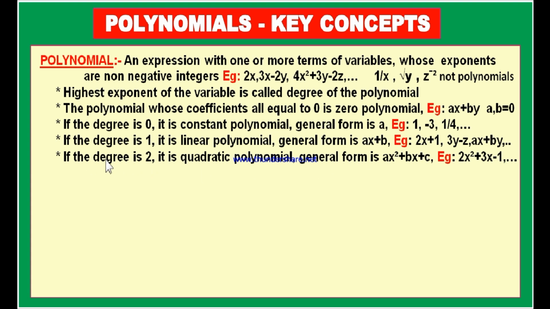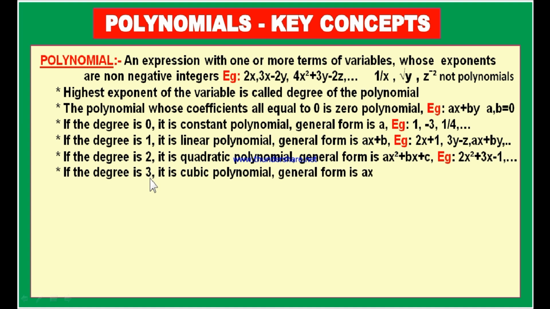For any polynomial, if the degree is 2, then it is called a quadratic polynomial. The general form of the quadratic polynomial is ax square plus bx plus c, and a not equal to 0. Good. Now, if the degree of the polynomial is 3, then it is called a cubic polynomial. Understood? If the degree is 3, then it is called a cubic polynomial.